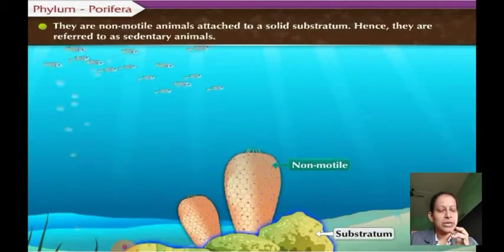These poriferans are attached to the substratum. Substratum means the ground, like how trees are rooted in the ground. The same way inside the water, these poriferans are present wherever there is ground. They are attached firmly to the ground, and since they are attached firmly, they cannot move. And since they cannot move, they are called non-motile, or sedentary animals.